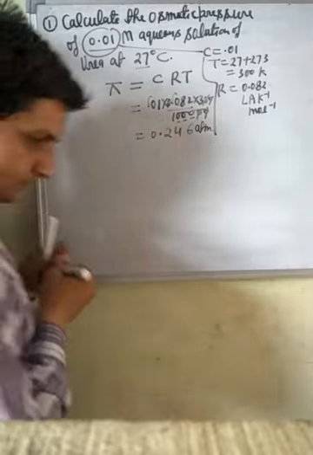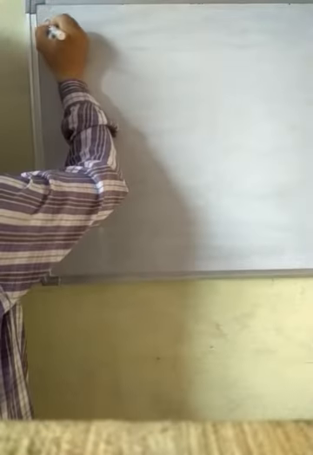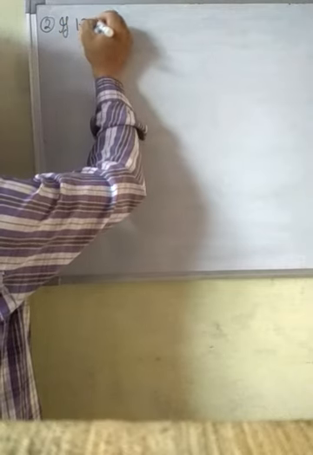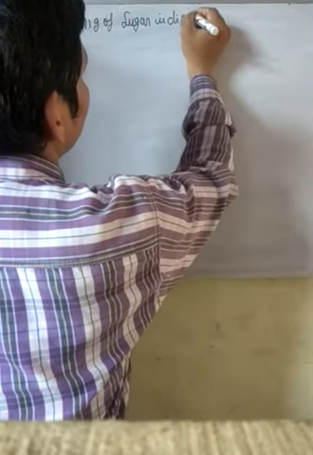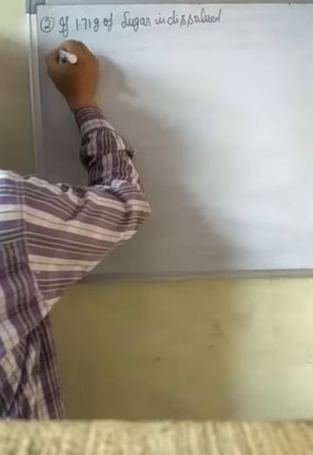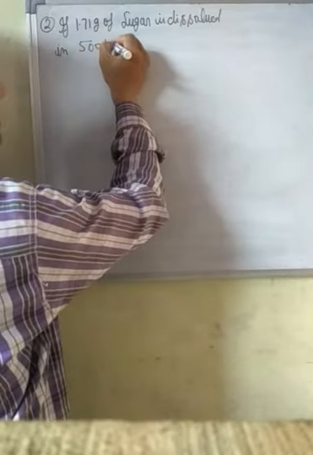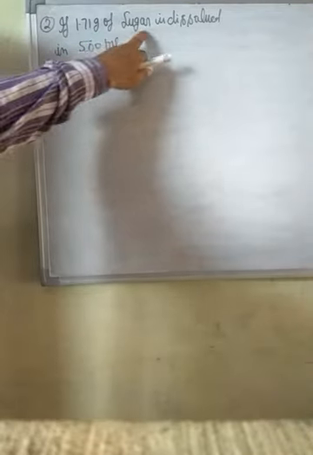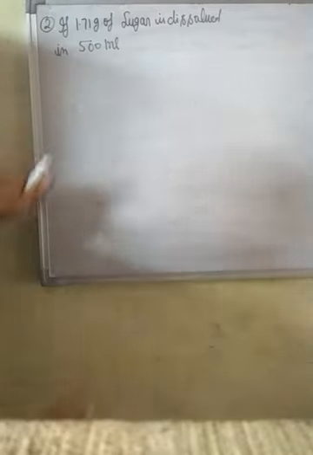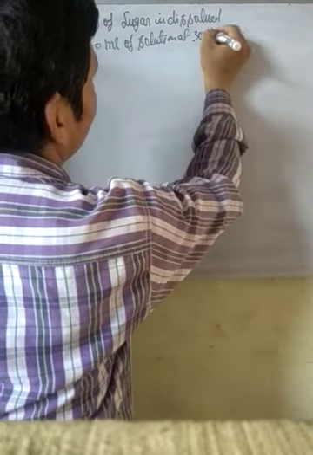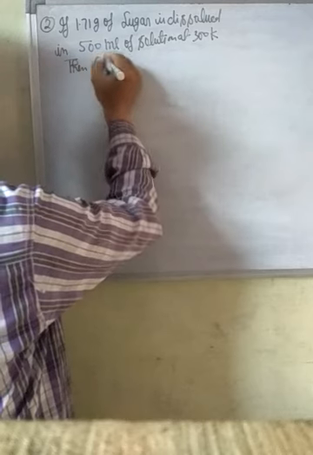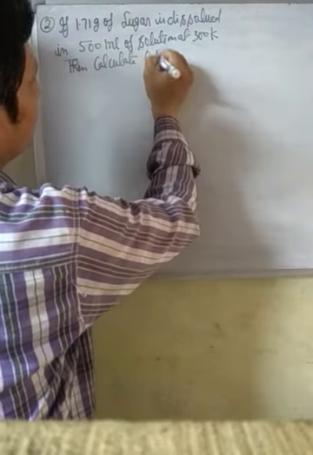Next question is: if 1.71 gram of sugar is dissolved in 500 milliliter of solution at 300 Kelvin, then calculate osmotic pressure pi.